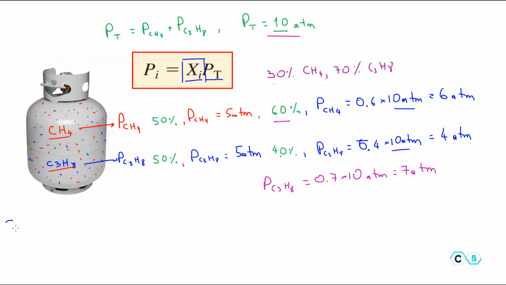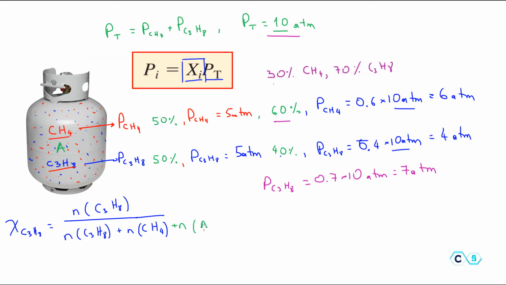The mole fraction of propane in this case would be equal to the number of moles of propane divided by the sum of the number of moles of propane and methane. If we have, for example, a 3-gas system, let's say in addition to these two we have gas A, whatever that is, then in this case, if we want to find the mole fraction of propane, we also need to add the moles of gas A. And same, if I want to find the mole fraction of methane, I'm going to divide the moles of methane by the total moles of all gases.